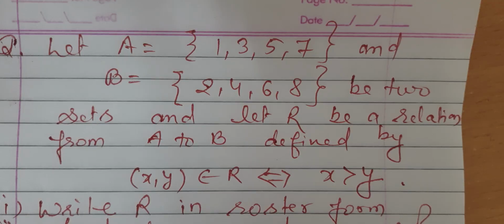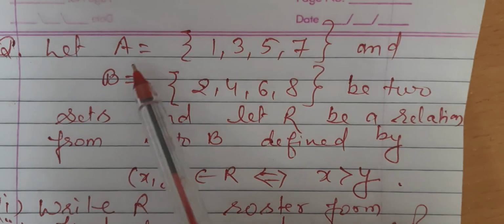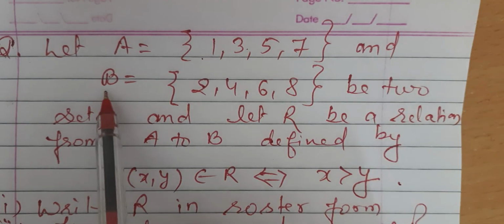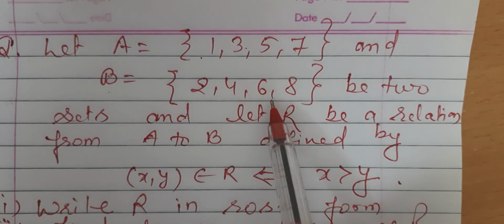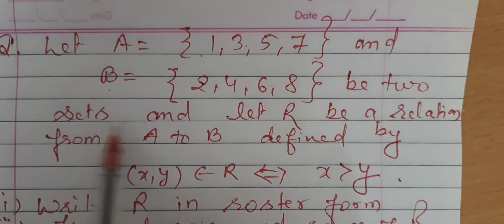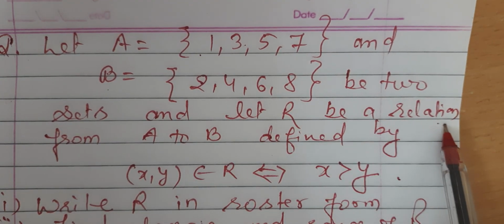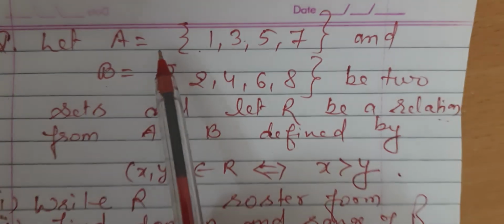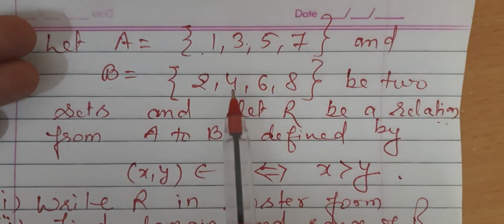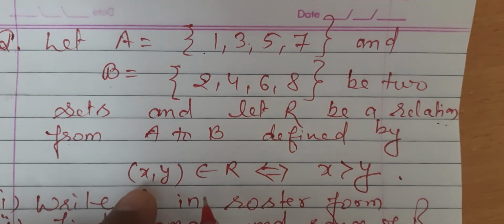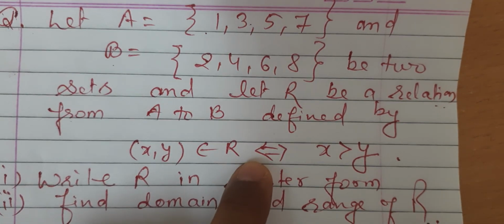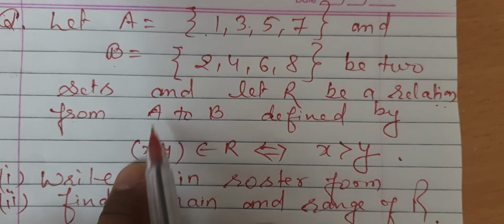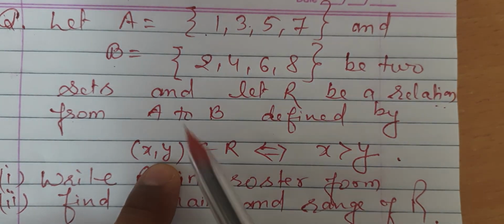Question is, let A, whose elements are 1, 3, 5, 7, and B, whose elements are 2, 4, 6, 8, be two sets, and let R be a relation from set A to B, which means the elements of set A and B are related with each other by this condition. The condition is (x, y), which means the first element will be an element of set A and the second will be an element of set B.